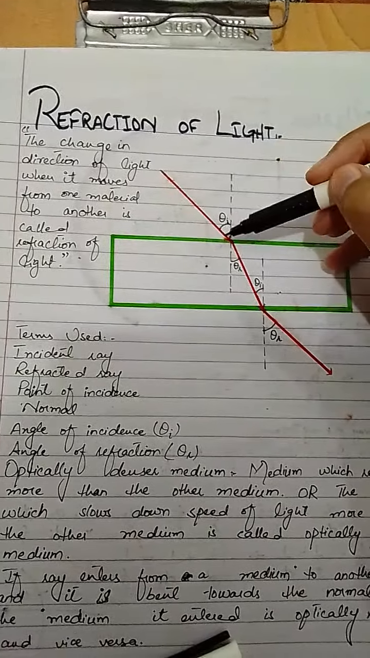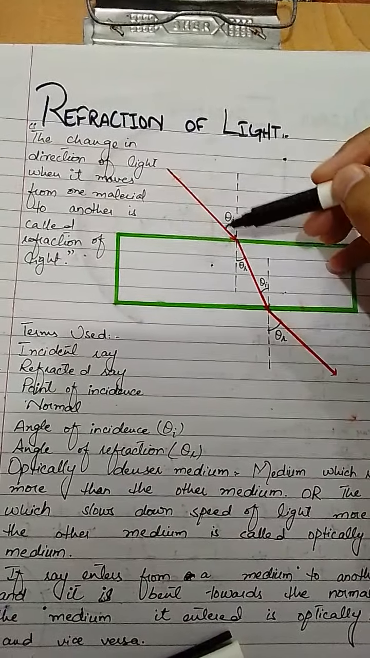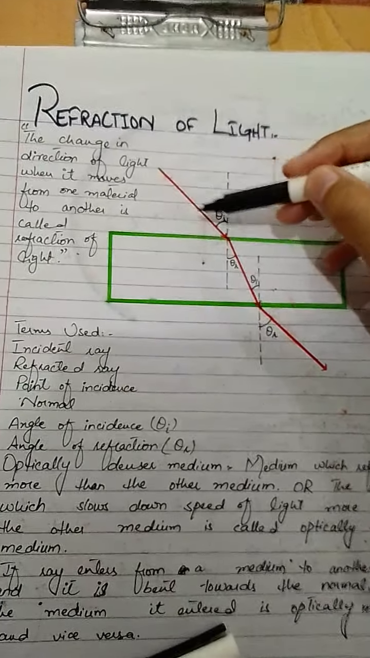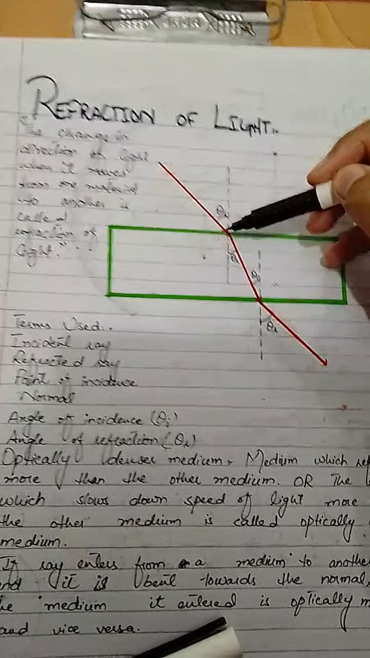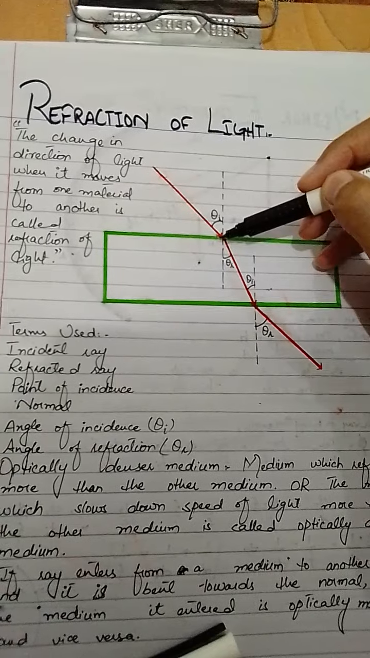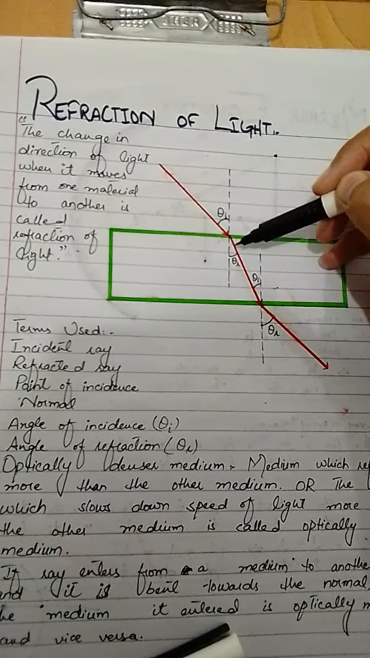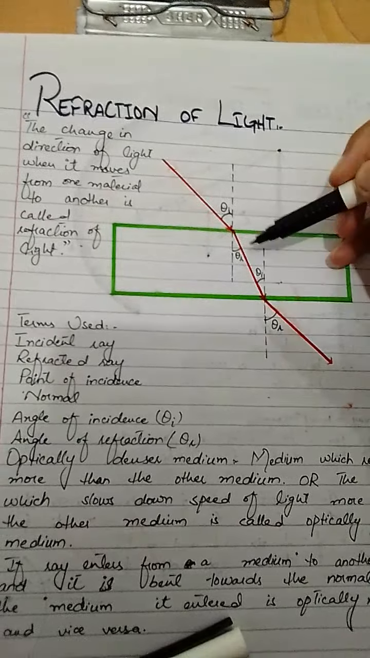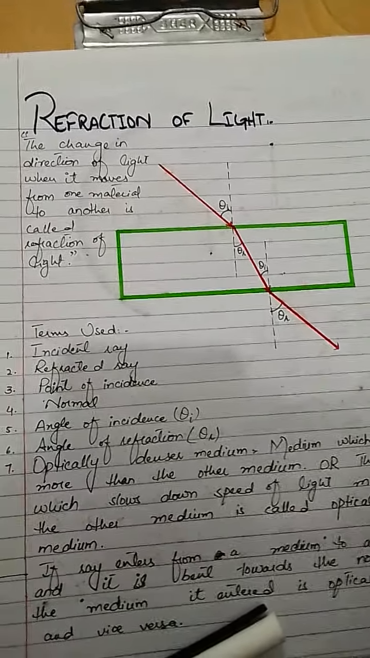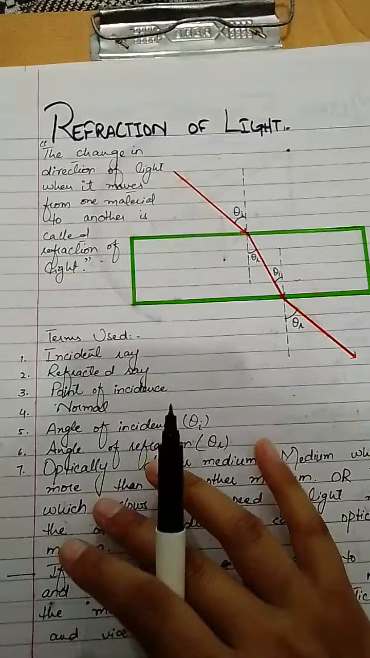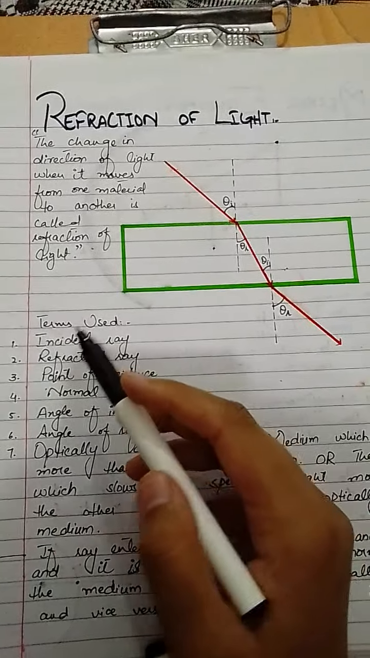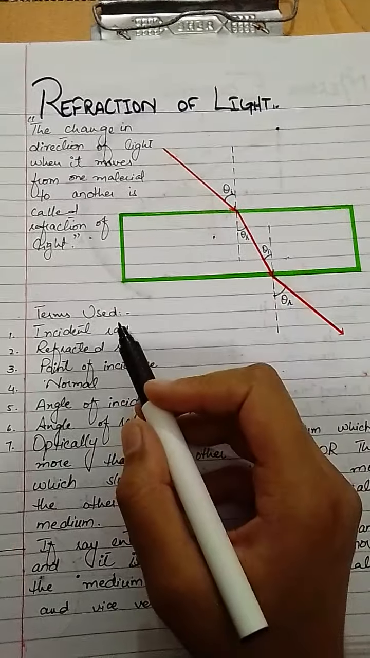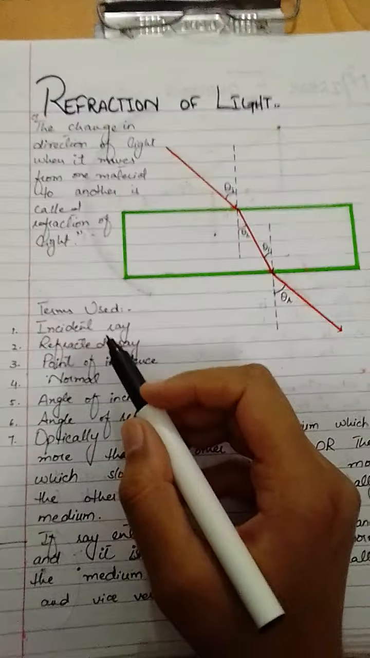Do you see any change here? Yes, we do have a change in the direction of this incoming light. The red line shows the incoming ray of light as it just enters this boundary. It just changes its direction. This is called the refraction of light. Okay, so first we've got to know about some terminologies used during the study of refraction of light.